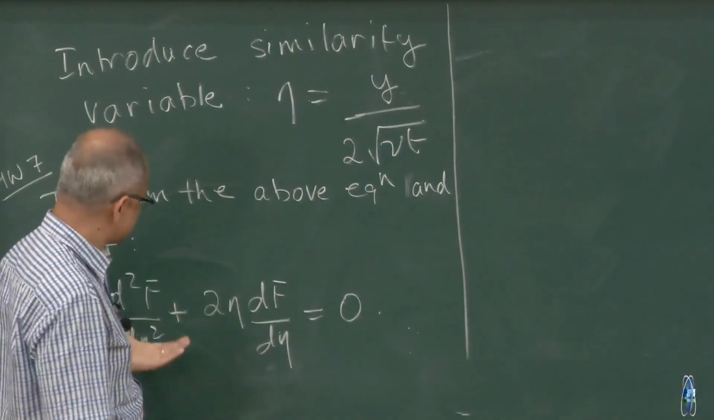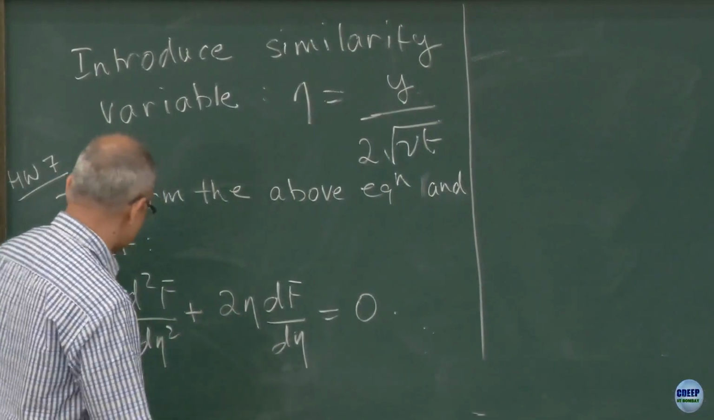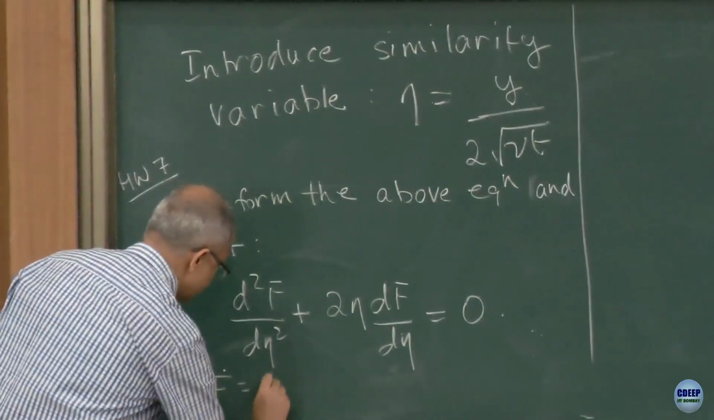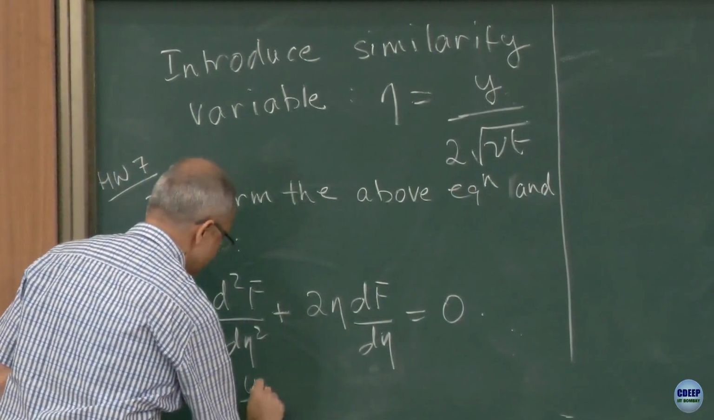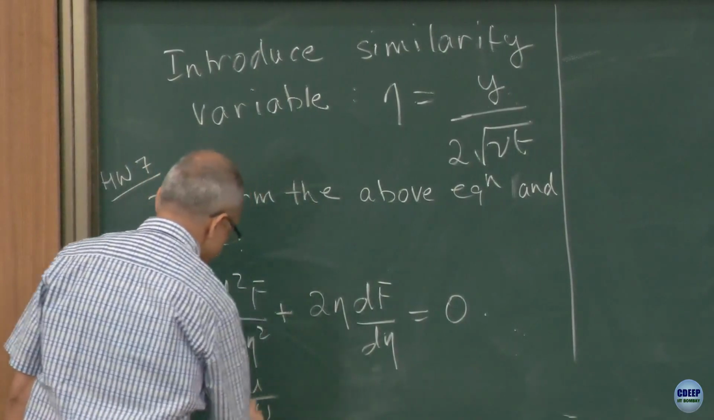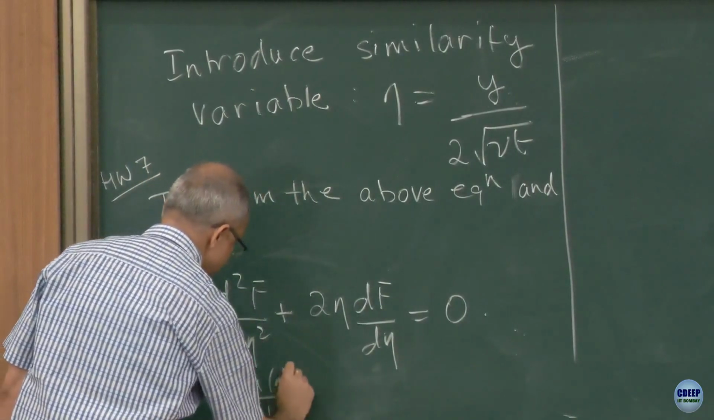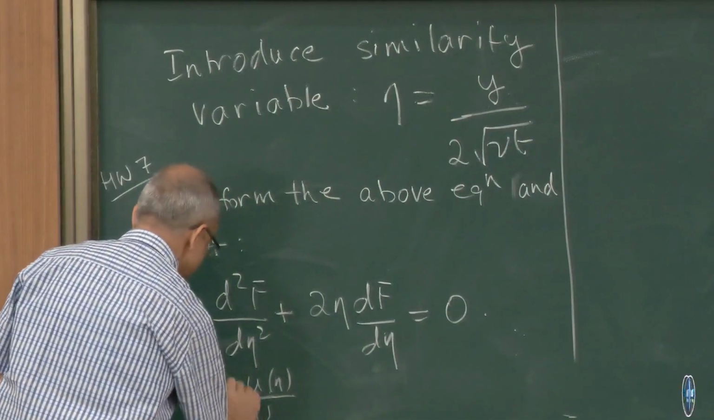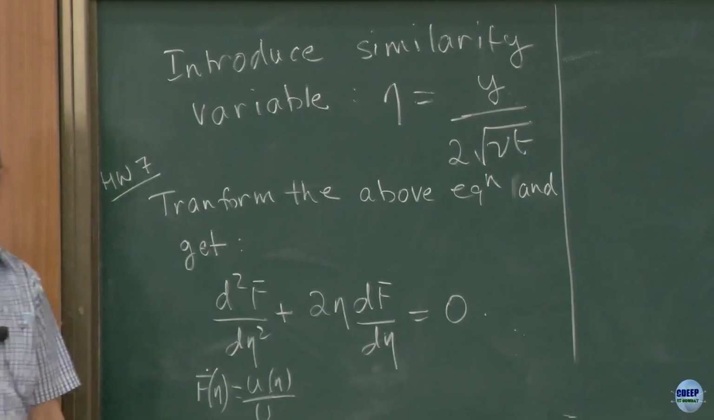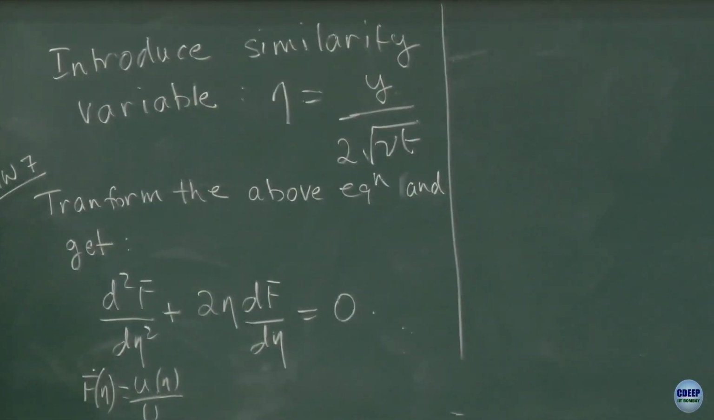So f was like u divided by this velocity capital U, where this is some function of eta. So u is now a function of eta divided by capital U. These are exactly the same as whatever we had done earlier. We're not really changing anything as such here.